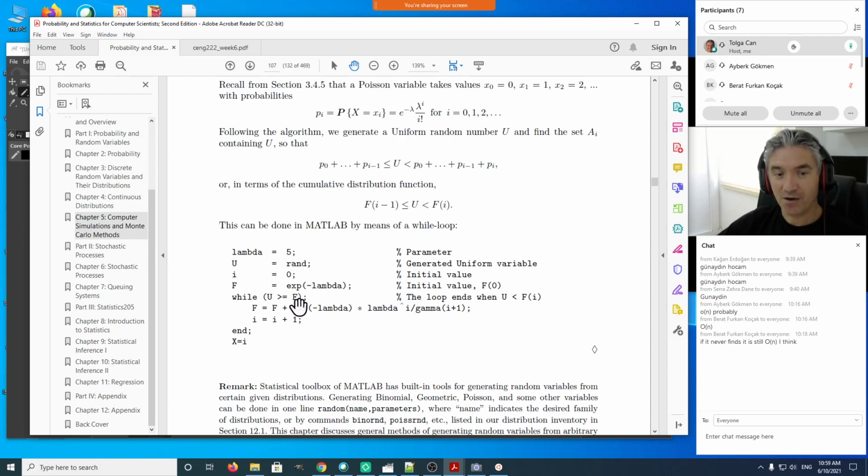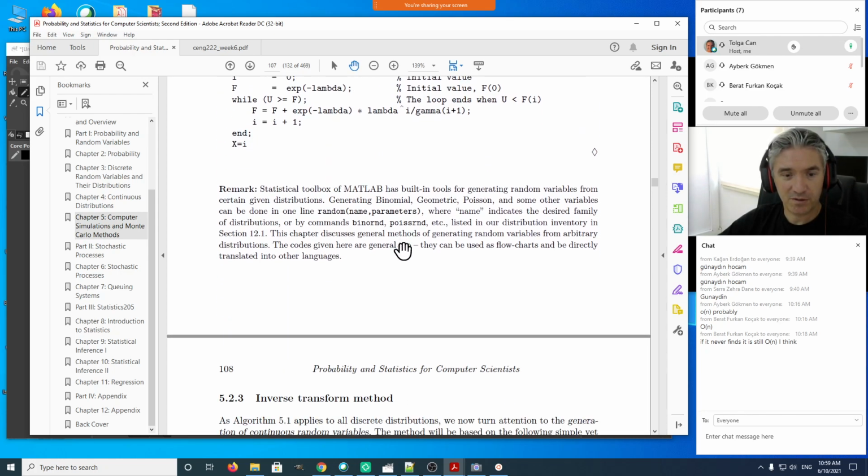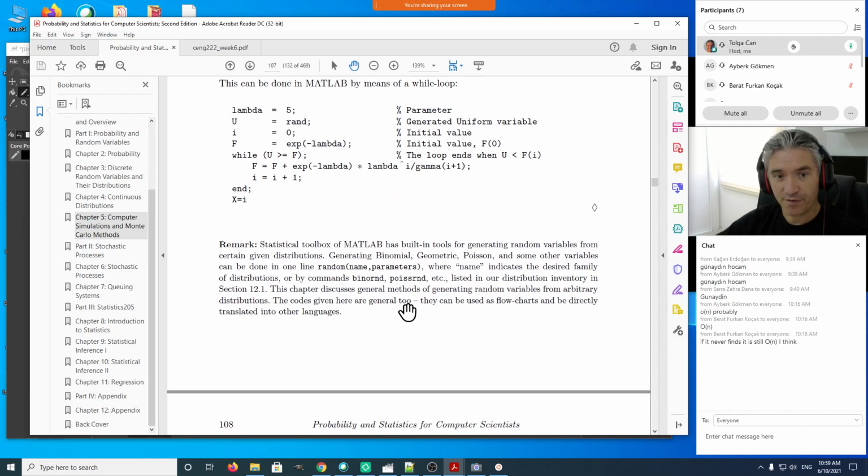Then we update our boundary and check the generated u against that next boundary. If it's still larger than that, we keep incrementing. We keep looking at the next interval, next interval, next interval. And as soon as u is less than the next interval boundary f, we quit, and whatever I is shows our interval number starting at 0, of course, and we report that as our Poisson random variable. So this is the last thing I'm going to talk about, discrete random variable generation.